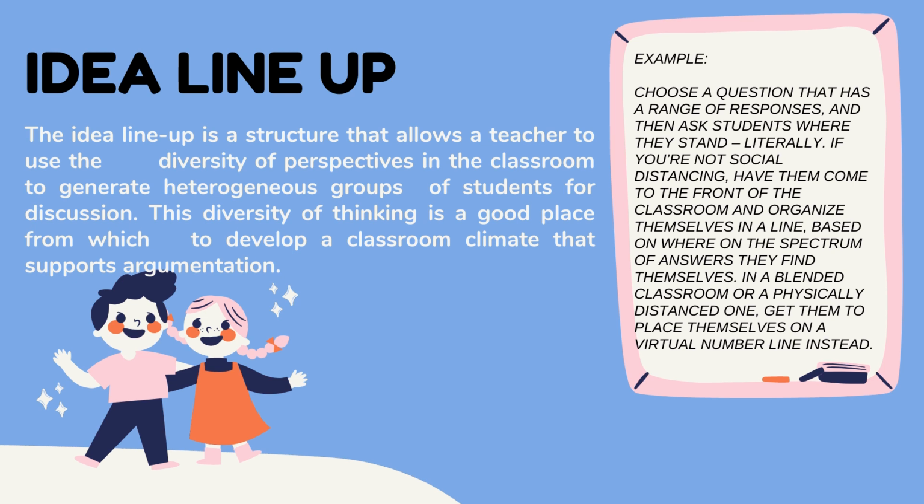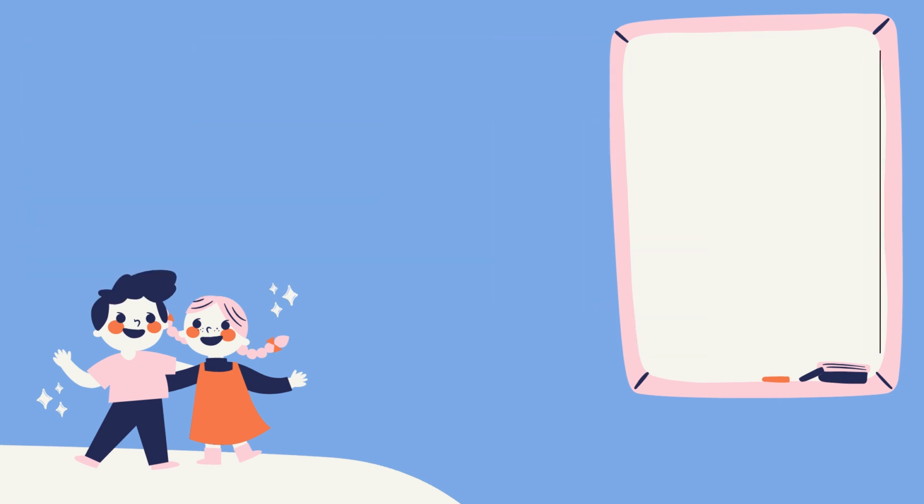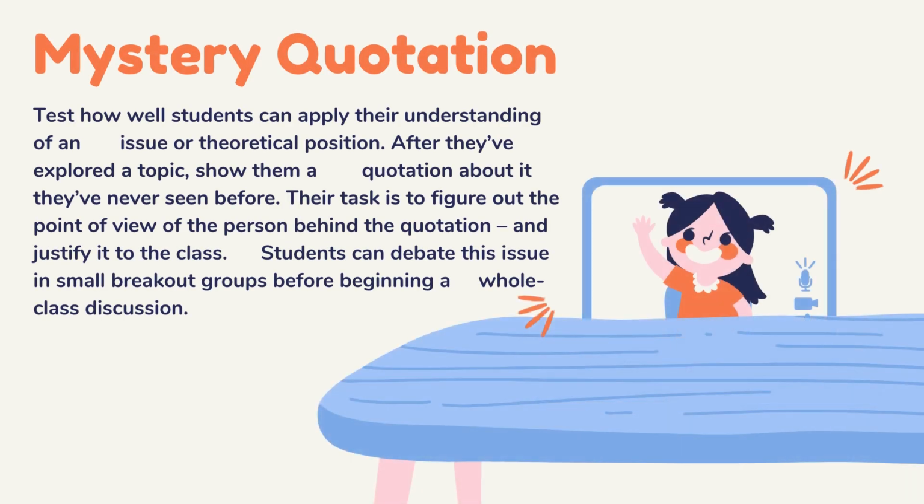For example, choose a question that has a range of responses and then ask students where they stand. Literally, if you're not social distancing, have them come to the front of the classroom and organize themselves in a line based on where on the spectrum of answers they find themselves. In a blended classroom or a physically distanced one, get them to place themselves on a virtual number line instead. That's idea lineup.